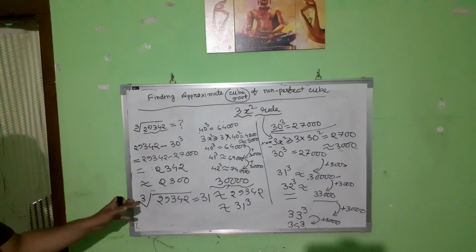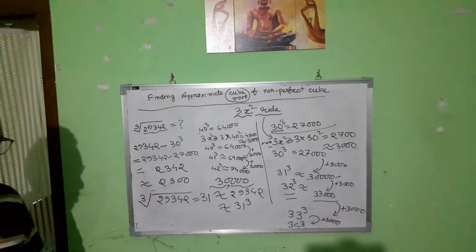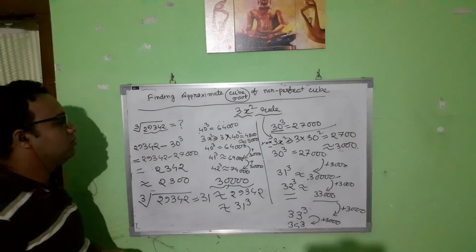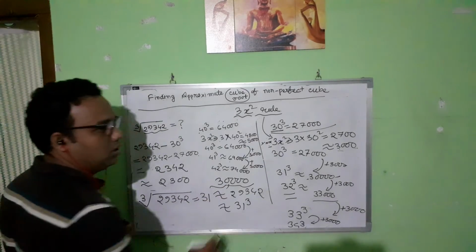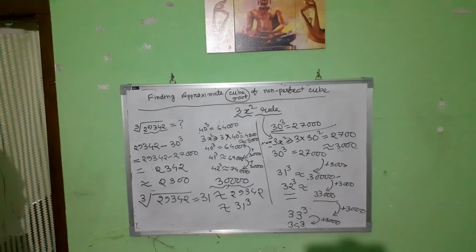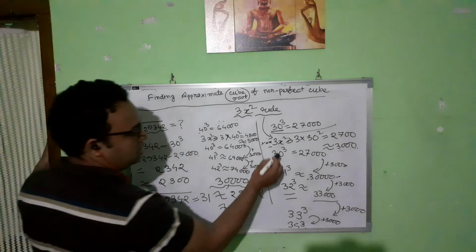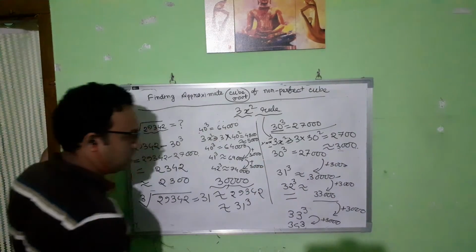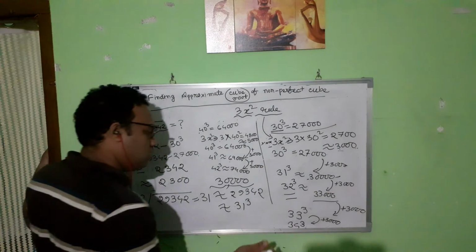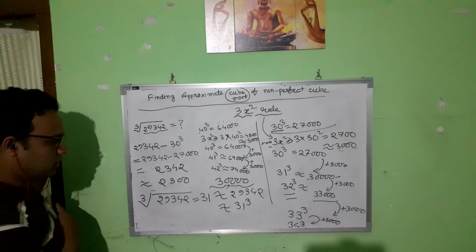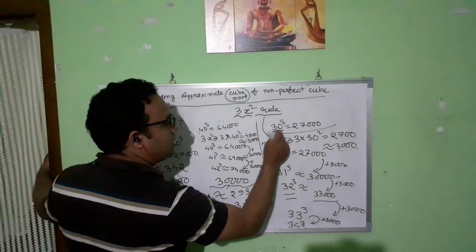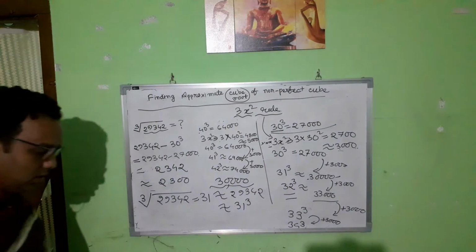So, I need to find 2300. If I add 2300 with 30 cube, then what number might I get? So I look at this number 3x squared. 3x squared is 3000. When I add 3000 with 30 cube, then I get the number 31 cube.